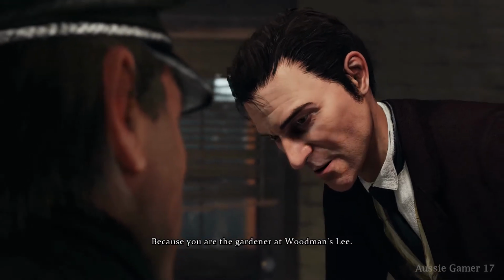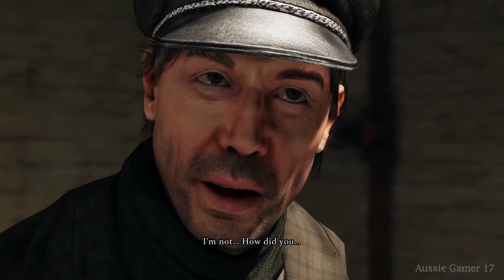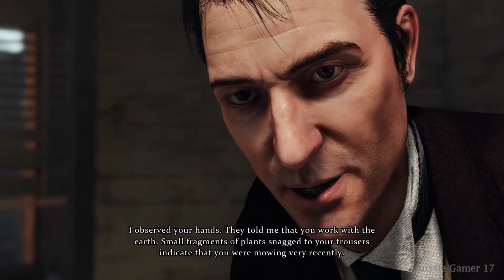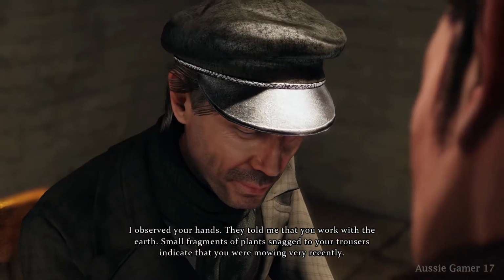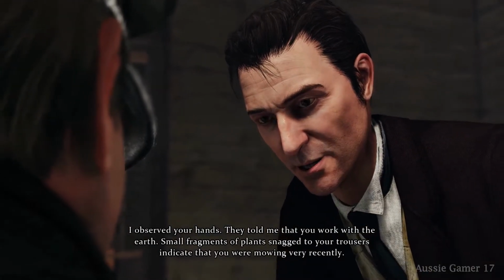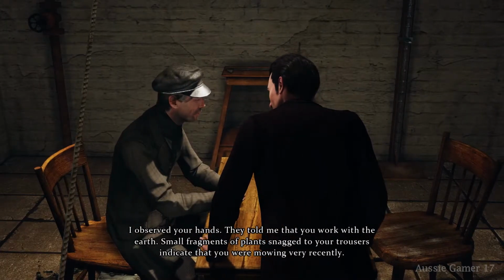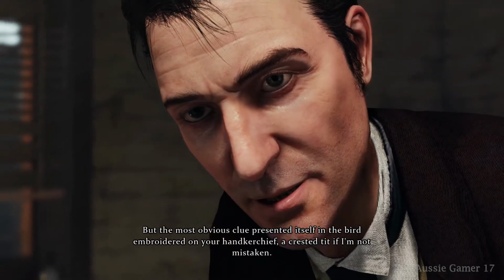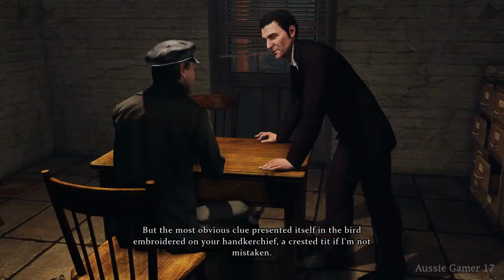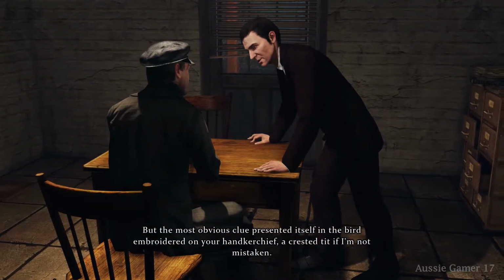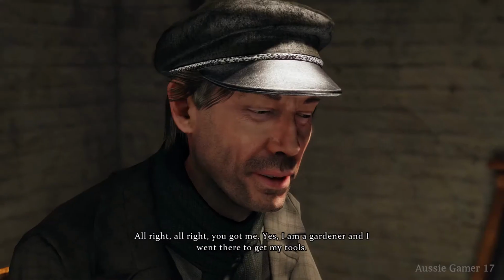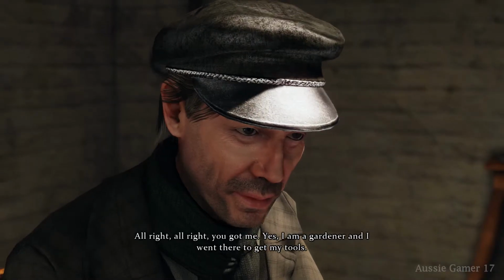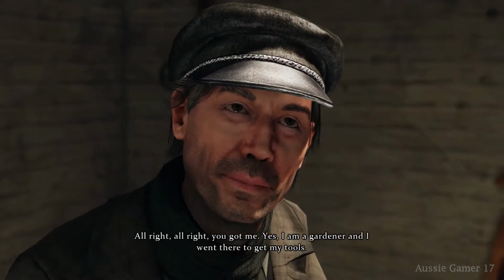Because you are the gardener at Woodman's Lee. I'm not. How did you... I observed your hands. They told me that you work with the earth. Small fragments of plants snagged to your trousers indicate that you were mowing very recently. But the most obvious clue presented itself in the bird embroidered on your handkerchief. A crested tit, if I'm not mistaken. All right, you got me. Yes, I am a gardener, and I went there to get my tools.